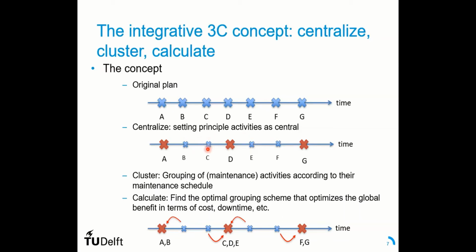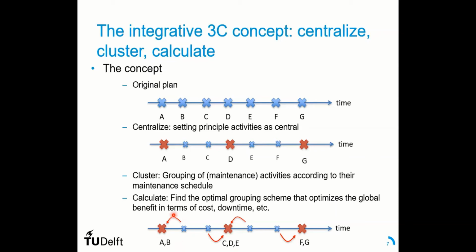All right. So once we set activities as central and non-central, we do this clustering. Clustering means grouping the activities. For example, we cluster A with B, so they are implemented together at this moment in time. C, D, and E together, E with F. So in this case, we reduce system closure from, if you count, 7 times, to only 3 times.